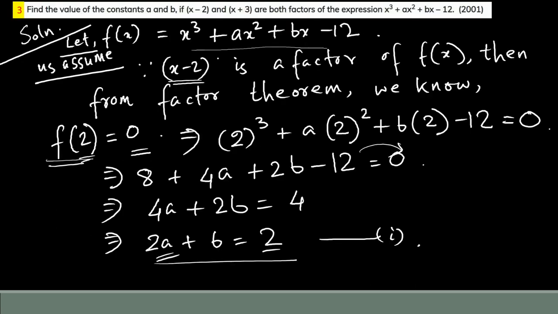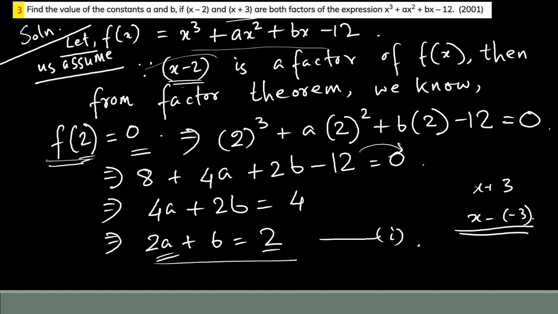See, first x - 2 is a factor. So you did f(2) = 0 from the factor theorem. Then they have said x + 3 is a factor. x + 3 is a factor means you can write it as x - (-3), right? That is how you can write it, right?